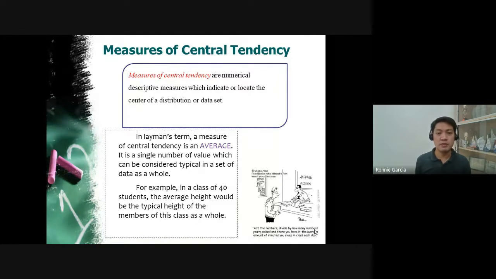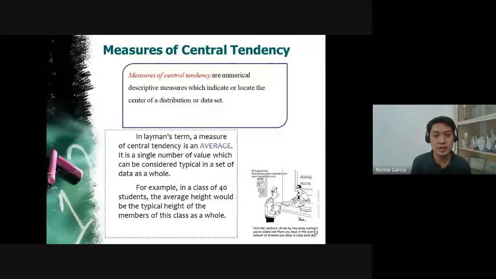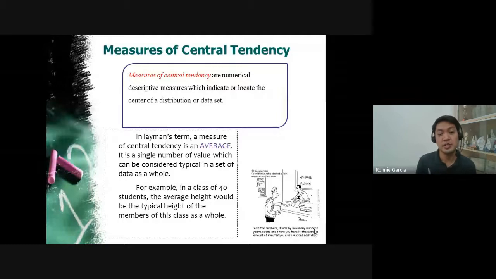What is the meaning of the measures of central tendency? Kindly read. May I request Labajo. Yes, sir. Measures of central tendency are numerical descriptive measures which indicate or locate the center of a distribution of dataset. Thank you. Until there lang muna, Mr. Labajo. Okay, we are going to explain this.